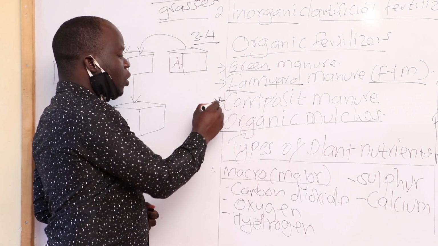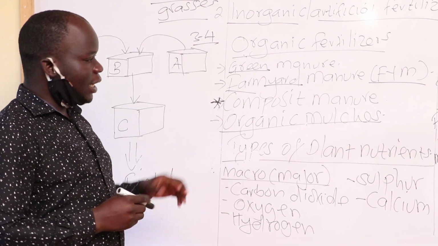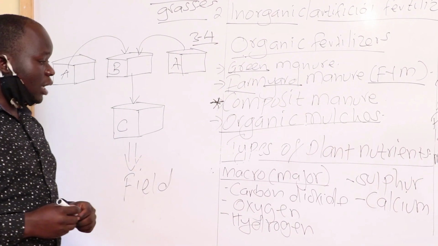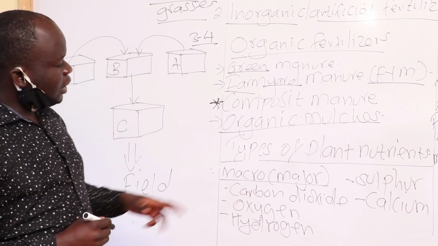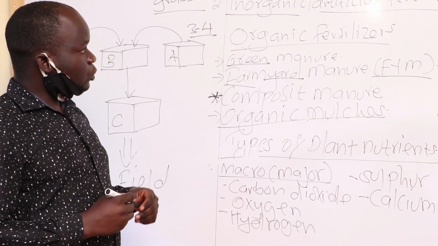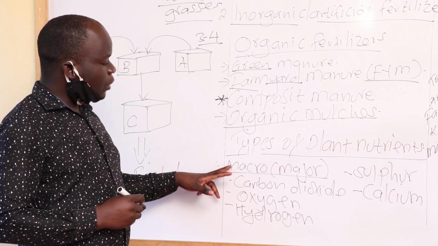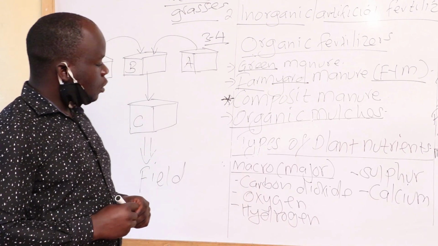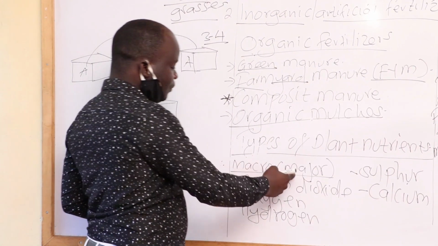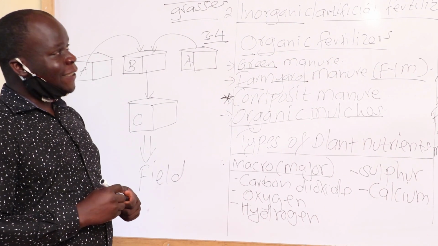I've just said that we are going to learn the preparation of compost manure in detail because it's the area that is highly examinable. So before that, let us look at types of plant nutrients. We have two different types of plant nutrients. Number one, we have what we call macro, or we can also call it major. These are nutrients that are required by plants in plenty.